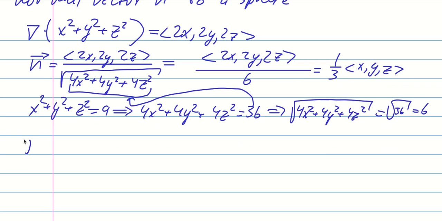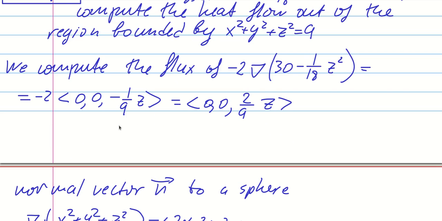So now we can calculate F dot n. And our vector F was 0, 0, 2 over 9 z. This is vector F.